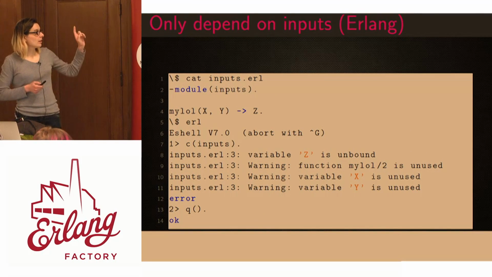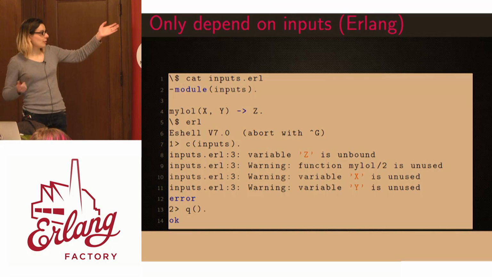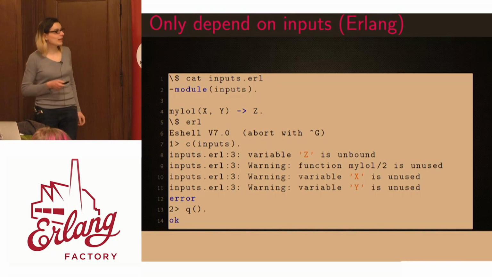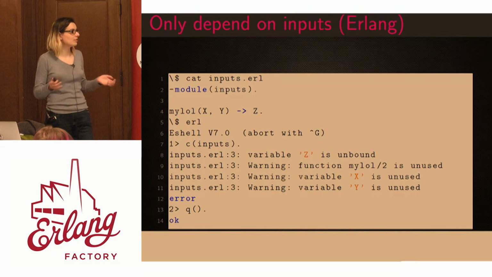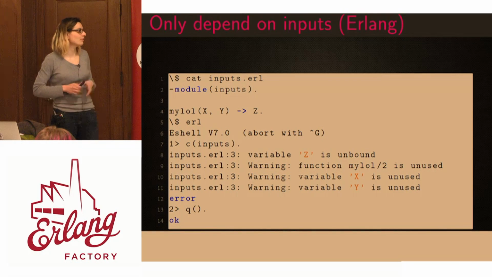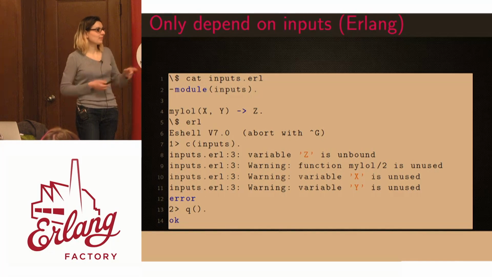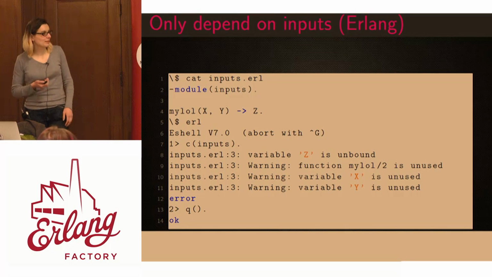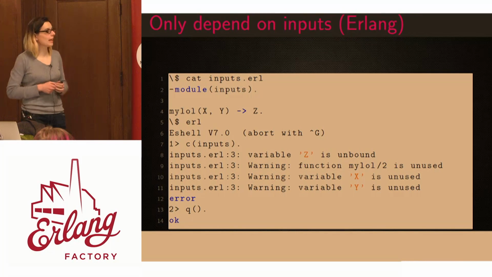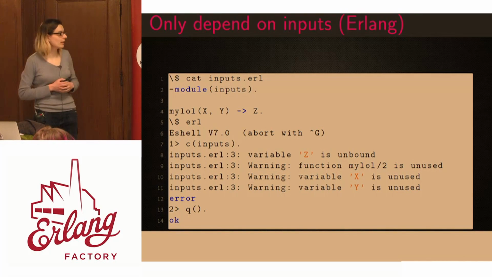And so we only depend on inputs, right, for referential transparency. This is just the referential transparency refresher. And yes, we can see that variable Z is unbound, so we can't move forward, right? That's from an Erlang perspective.